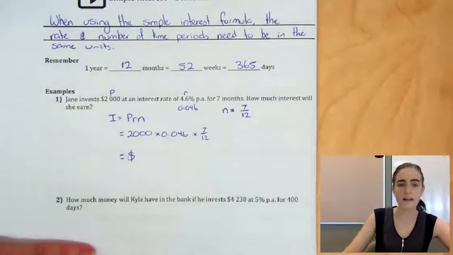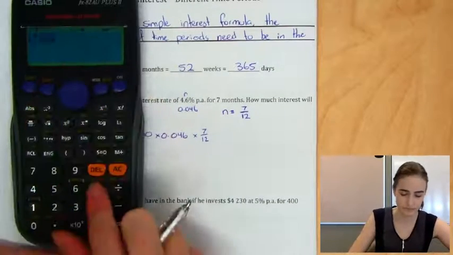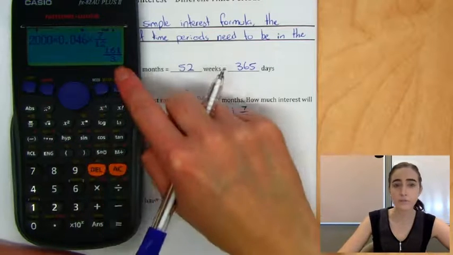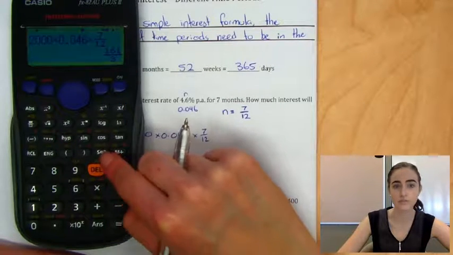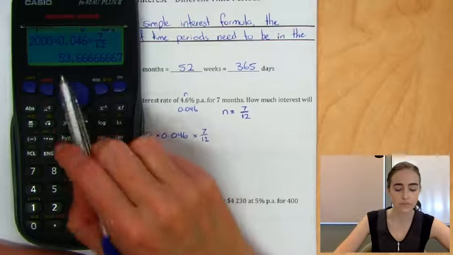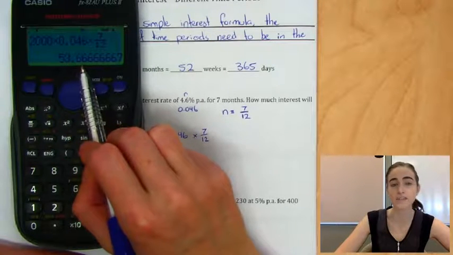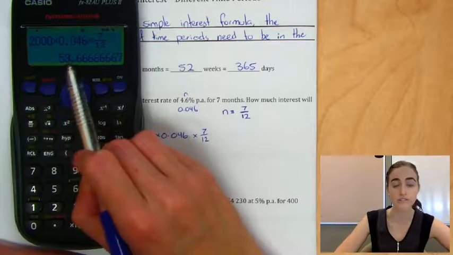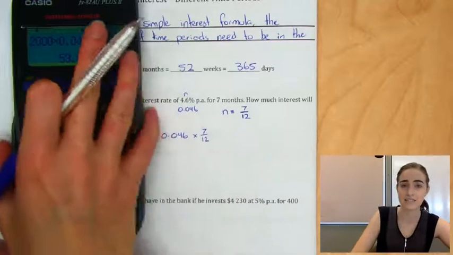And we're going to pop that in our calculators. We'll end up, so it's come up with a fraction. If we hit this button here, it'll convert it to a decimal. So we've ended up with $53, and this will round. We always round to 2 decimal places if we're talking about money. So it'll round to $53.67.